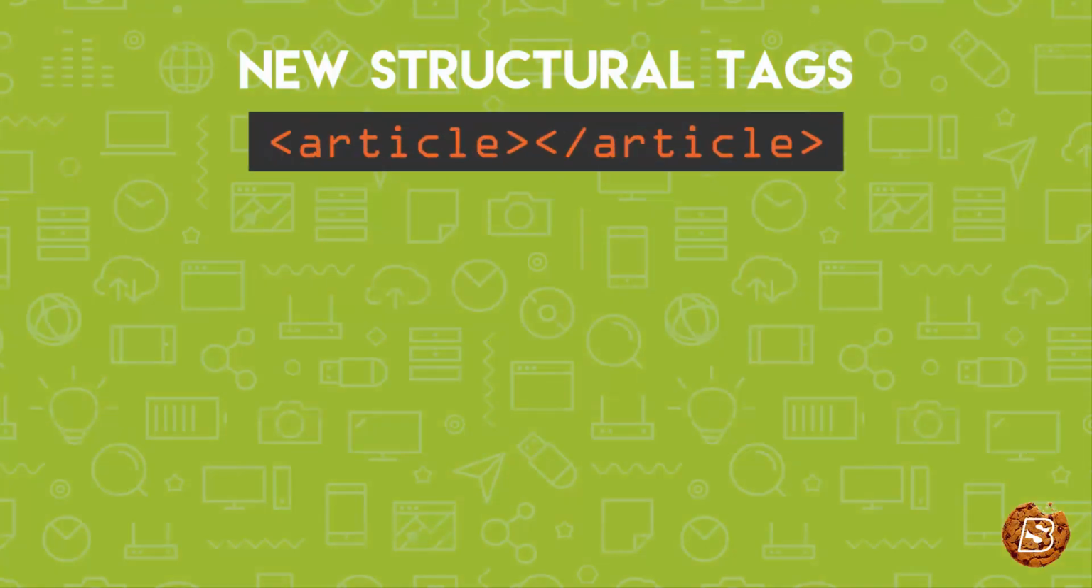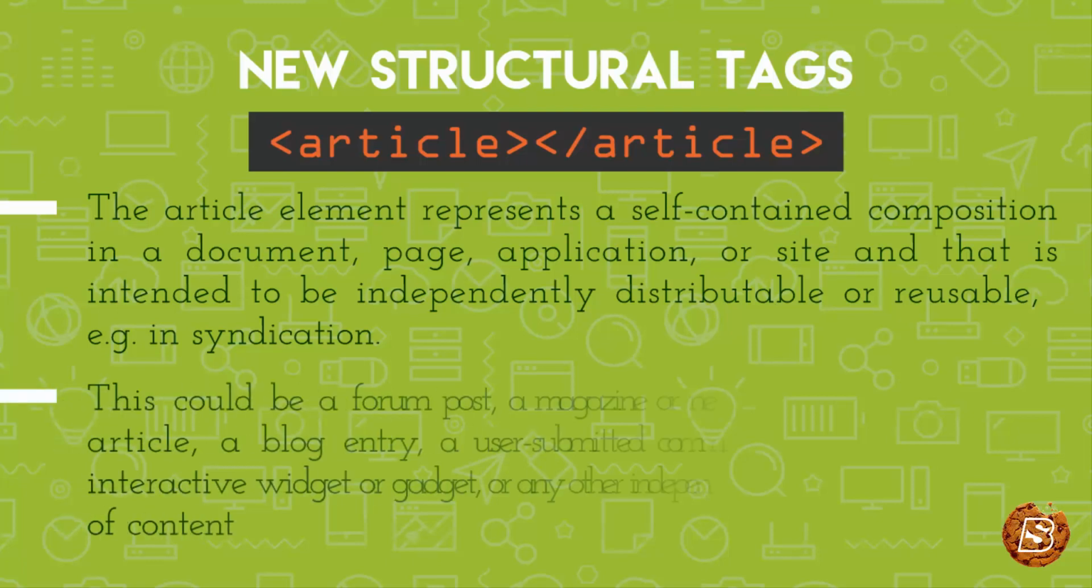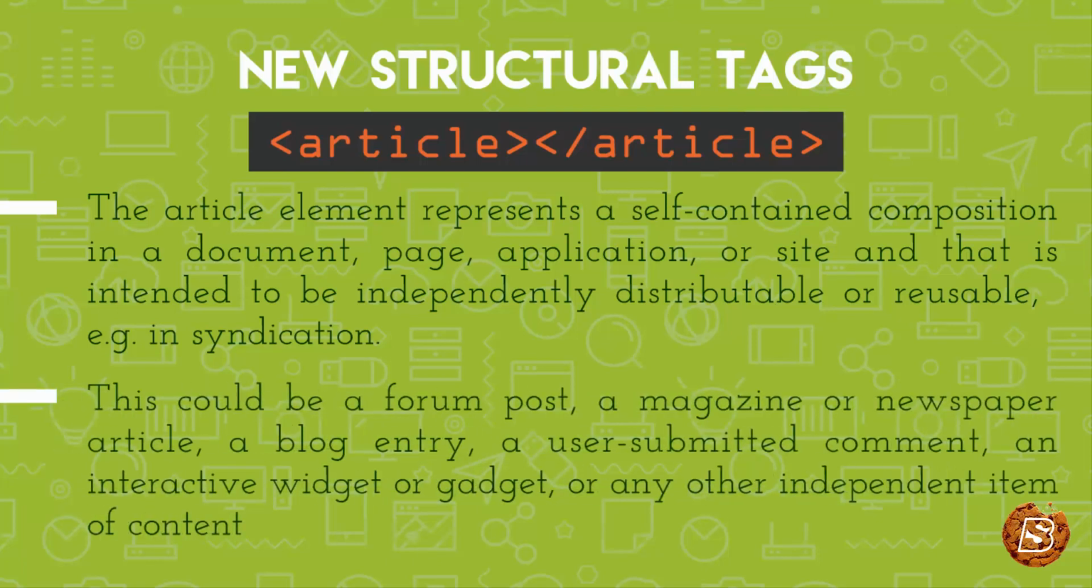Next we have article. Now, the article tag represents an independent piece of content of a document. For example, we can have a blog entry or newspaper article. The specification defines it as: the article element represents a self-contained composition in a document, page, application, or site, and that is intended to be independently distributable or reusable. Example, in RSS syndication feeds. This could be a forum post, a magazine or newspaper article, a blog entry, a user-submitted comment, an interactive widget or gadget, or any other independent item of content.